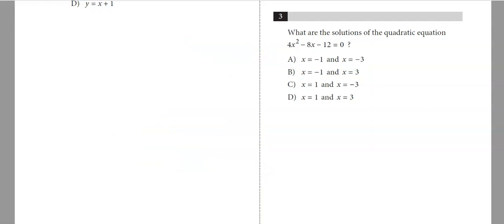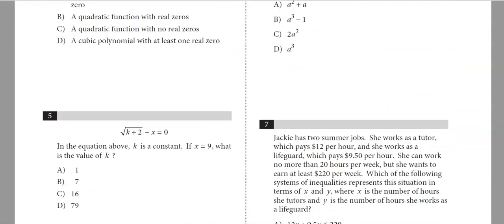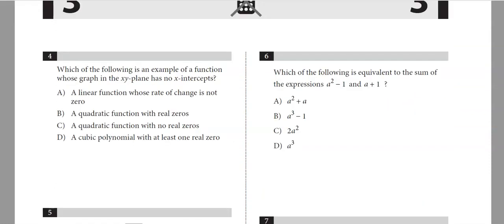All right, moving on down. Let's go down to number 4. Which of the following is an example of a function whose graph in the xy plane has no x-intercepts? All right, so I want no x-intercepts. So remember, the x-axis is here. So basically, I'm not allowed to cross the x-axis.